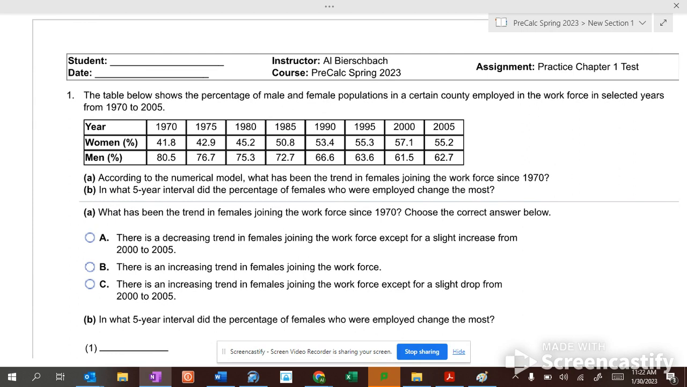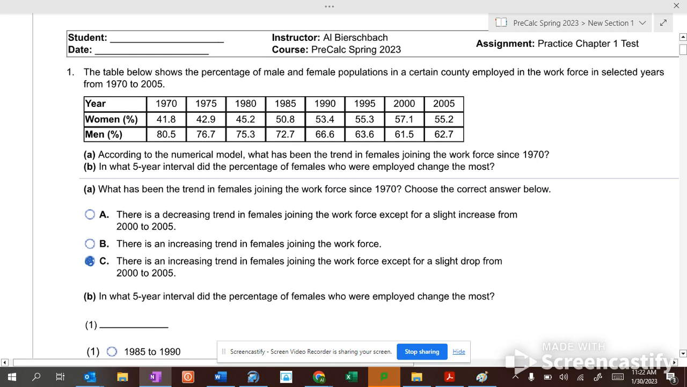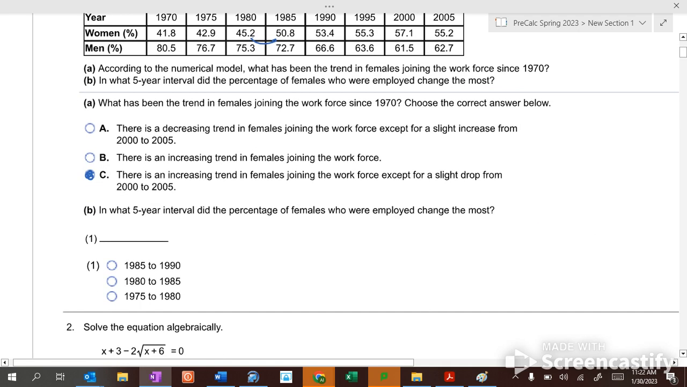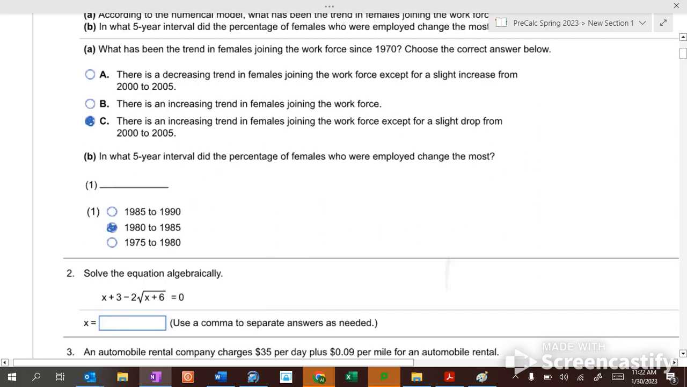When did they have their little blip? 2000 to 2005. So there's an increasing trend of females with a slight drop from 2000 to 2005. In which interval did the percentage change the most? Well, here it changed by how much? 5.6. Was there anything else that big of a change? So from 80 to 85. Okay, just know how to read a chart.